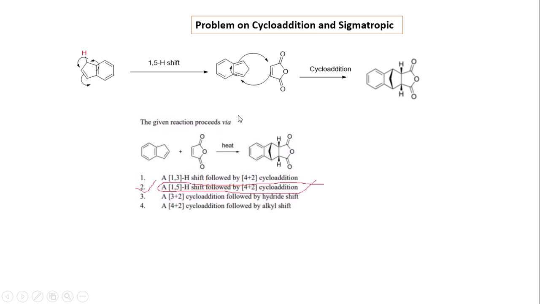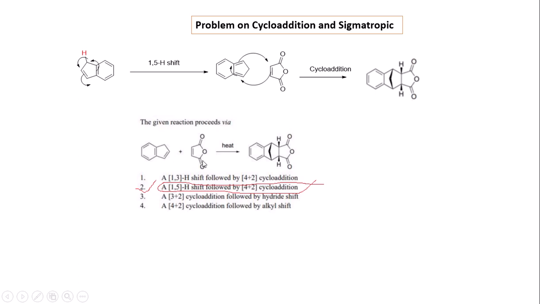Next is the problem related to cycloaddition and sigmatropic reactions. We know that cyclopentadiene has a greater tendency for the 1,5 hydrogen shift. So in the presence of heat, it can undergo a 1,5 hydrogen shift to give the proper dienophile, and then this dienophile can add to the diene. After the 1,5 hydrogen shift, this diene can add to the dienophile, and we get the desired product.